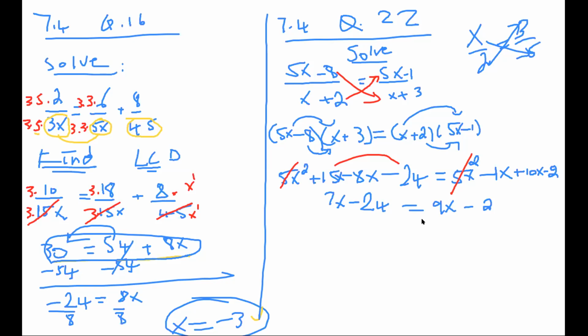We have the x's on one side and the regular numbers on the other side. Exactly. So minus 9x, move the x over, and also move negative 24 over to the other side, plus 24. So we get negative 2x equals negative 2 plus 24. What is this equal to?